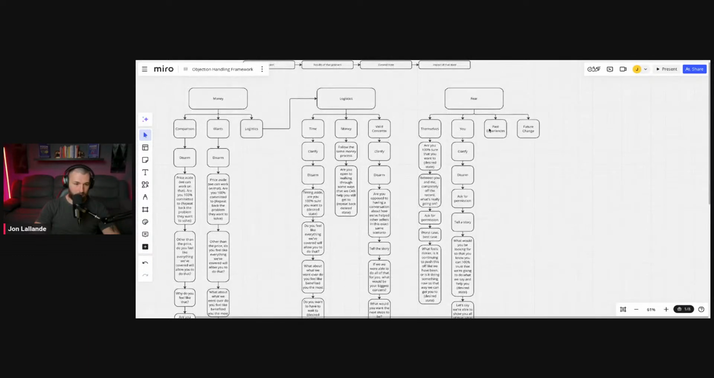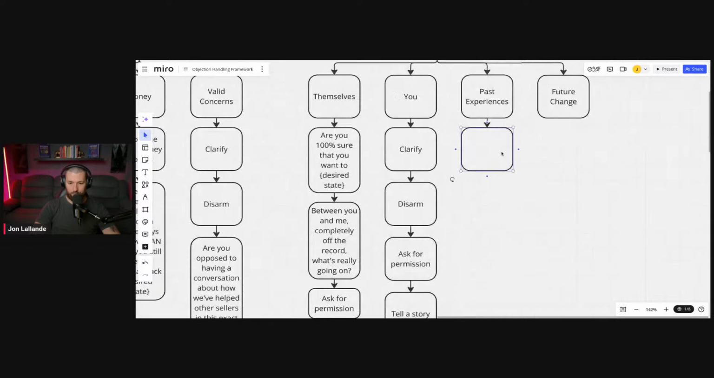oh my gosh, we've overcome a lot. Money, comparison, logistics, time, valid concerns, fear in themselves, fear in you, and now we're going to go into fear in past experiences, right?